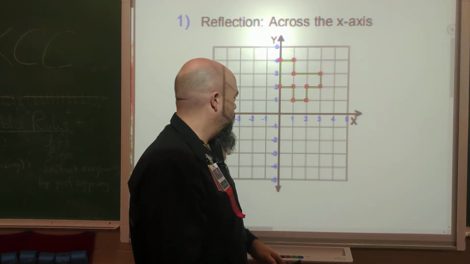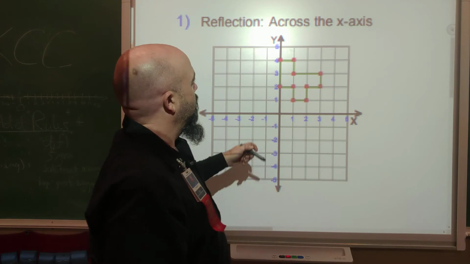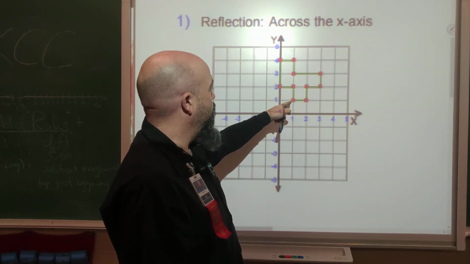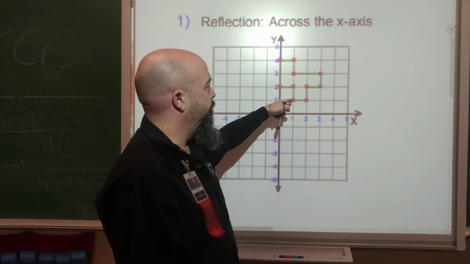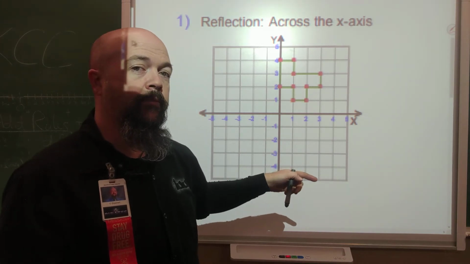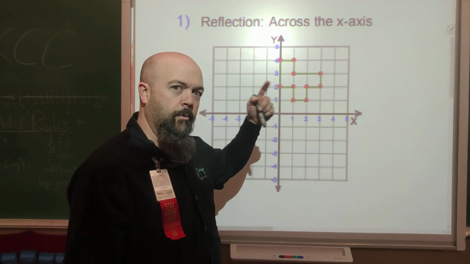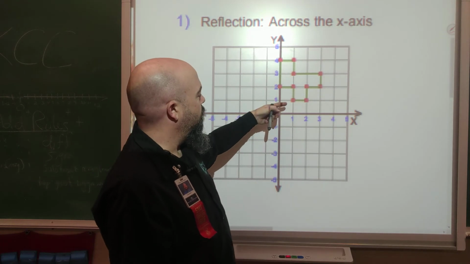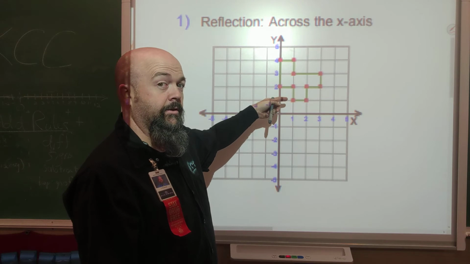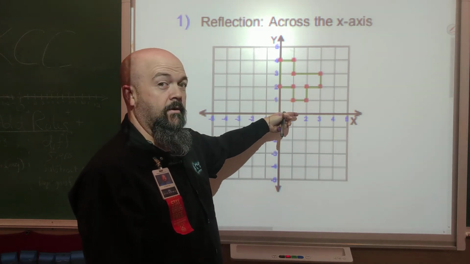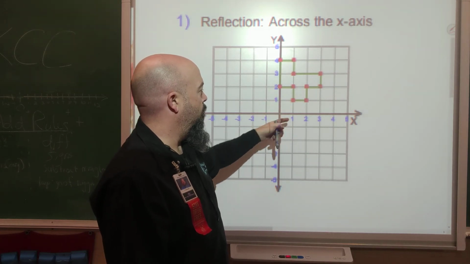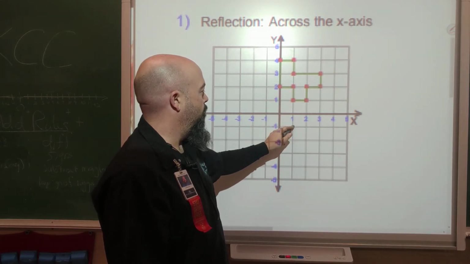Alright, let's see if the board's going to be nice to us today. Starting off, we have our first point here at 1, 1. If we're wanting to reflect that across the x, I already messed up. Across the x, what happens? Well, we keep the x, change the y. So 1, 1 becomes 1, negative 1.